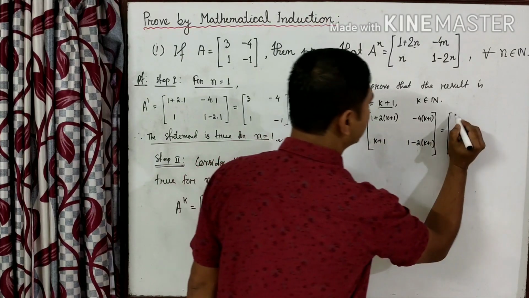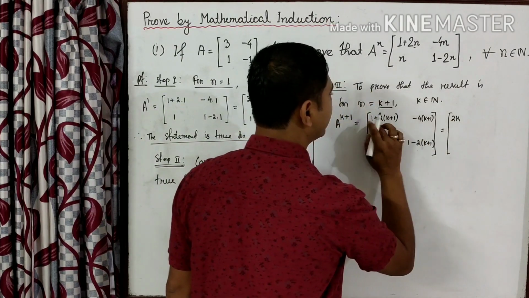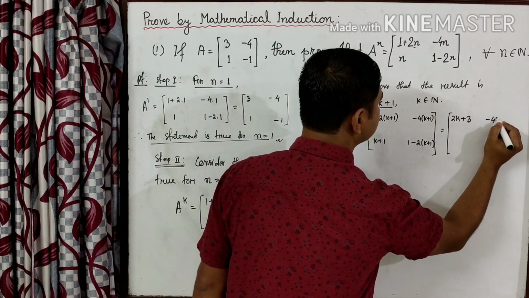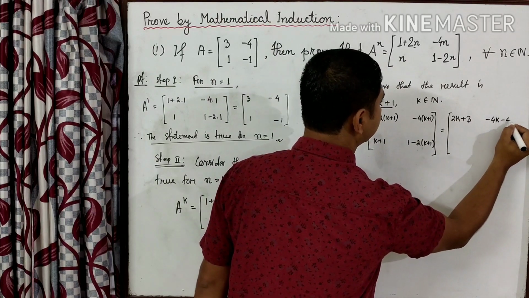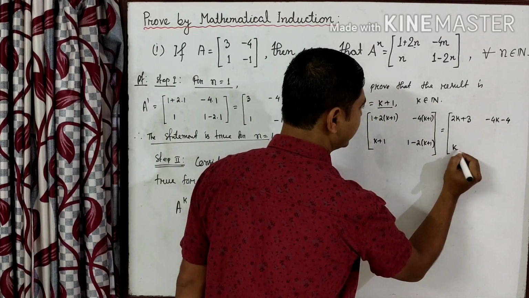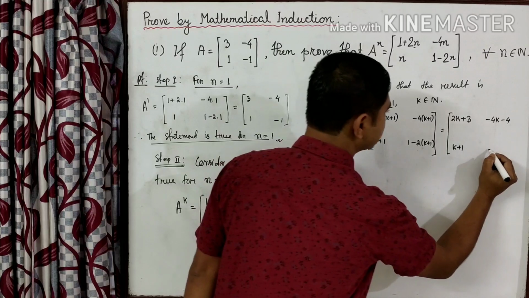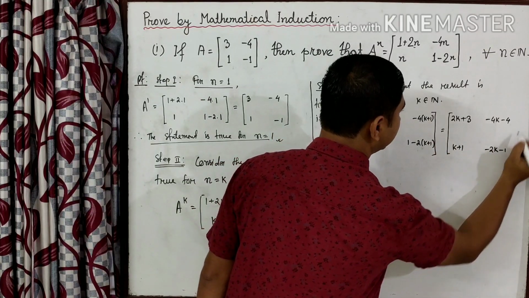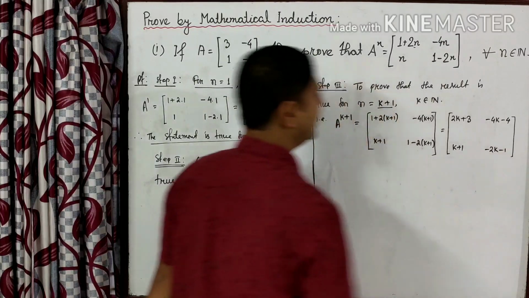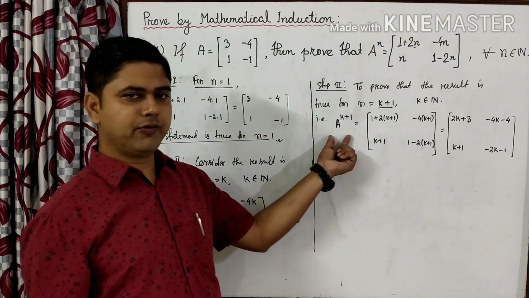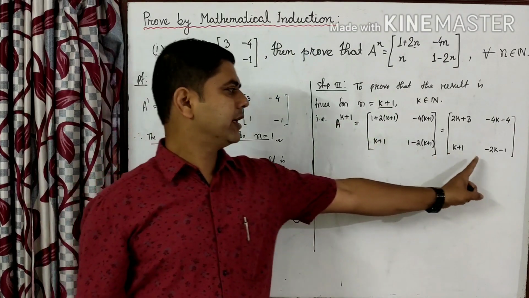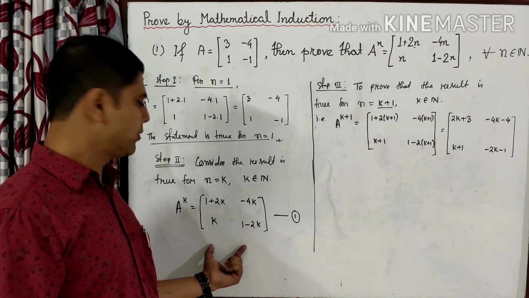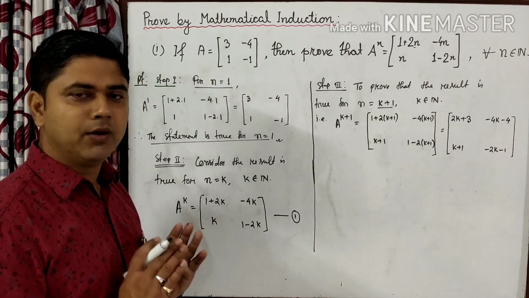Twice K plus 1, 2 plus 1, definitely this part is equal to 3. Here minus 4K minus 4, and this one is already K plus 1. Then minus twice K minus 2 plus 1, definitely minus 1. That means you have to prove A to the power K plus 1 equal to this one with the help of this second step, that means with the help of equation 1.